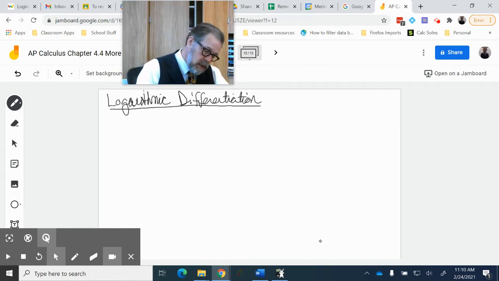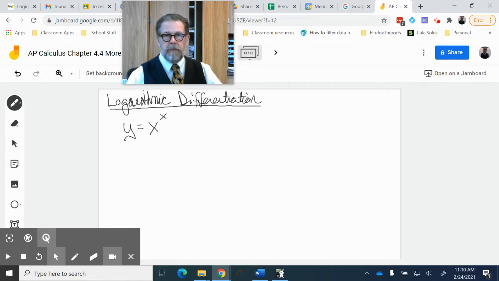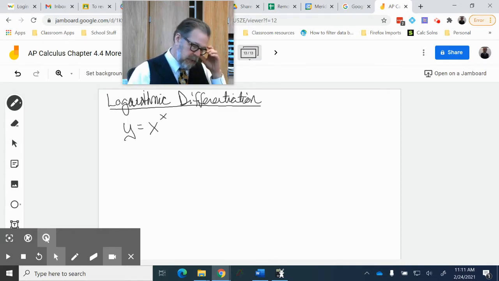where we have powers of x in both the base and the exponent. Can't use a power rule because power rule only works for x to the power of some real number. Can't just use that as chain rule because, well, this isn't e to the x or a to the x. So exponential doesn't work, power rule doesn't work.